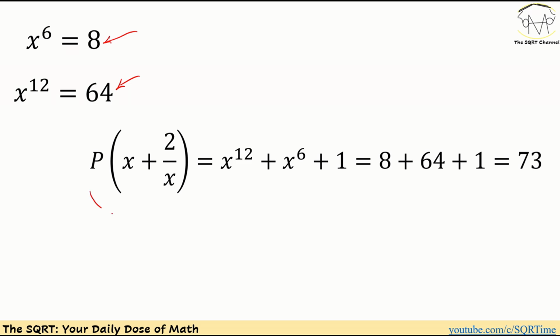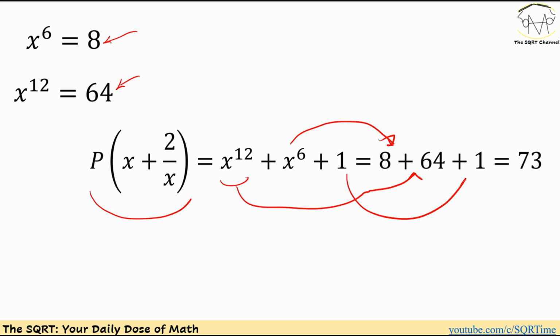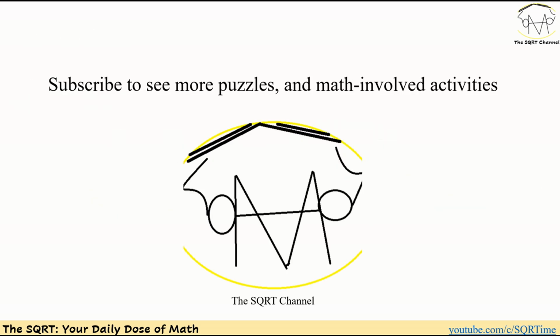Now what I wanted to find is easy now. I will have 64, I will have 8, and I have 1. And if you add them together, you will end up with 73 as the final answer.